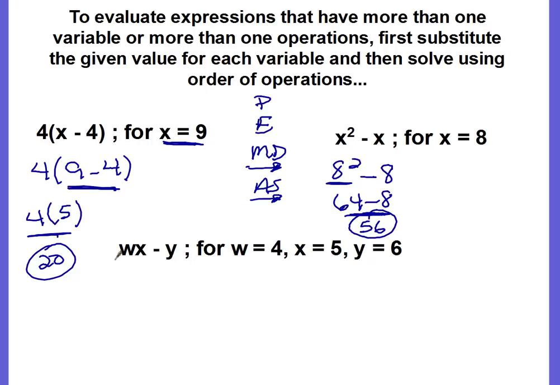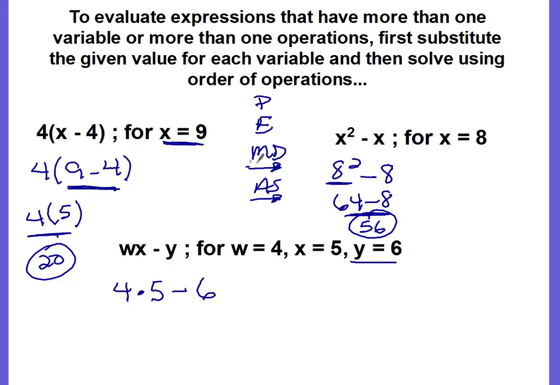And the last example, wx minus y. When you have 2 letters next to each other like that, that operation is multiplication. So it's w times x minus y. We want to evaluate the expression if w were 4, x is 5, and y is 6. So let's rewrite. Instead of a w, we're going to substitute 4 times, instead of x, we're going to substitute a 5. Minus, and instead of y, we're going to substitute a 6.